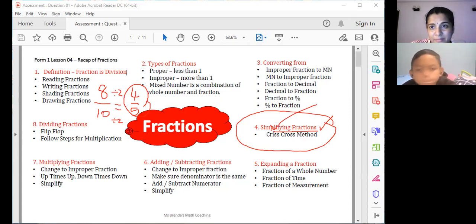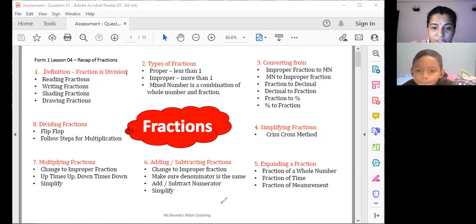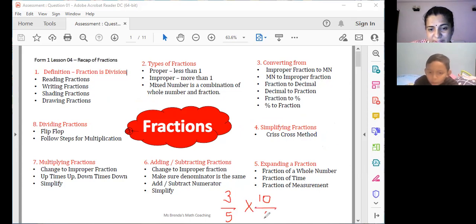Okay, sometimes you will see a question like this. Say you have the question 3 over 5 times 10 over 6. Especially if it's a multiplication, only if it's a multiplication, you can use this crisscross method. Those who studied with me last year, I hope you don't forget this crisscross method. What is this crisscross method? It is a way of simplifying your fractions, where the denominator and the numerator will be sort of reduced.